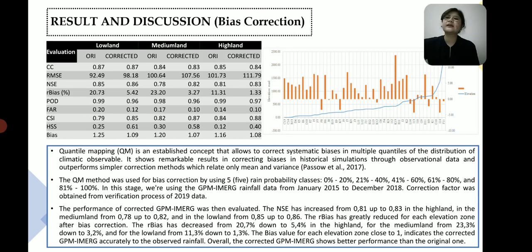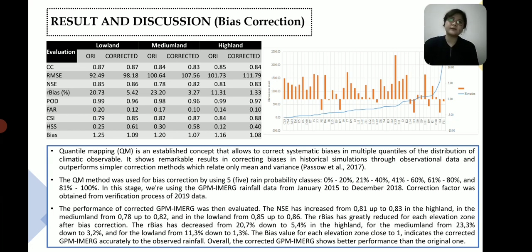And next, the results and discussion of bias correction. The quantile mapping method was used for bias correction by using 5 rain probability classes. In this stage, we use the GPM-IMERG rainfall data from January 2015 to December 2018, because we used 2019 data for the verification process. The performance of the corrected GPM-IMERG was then evaluated.